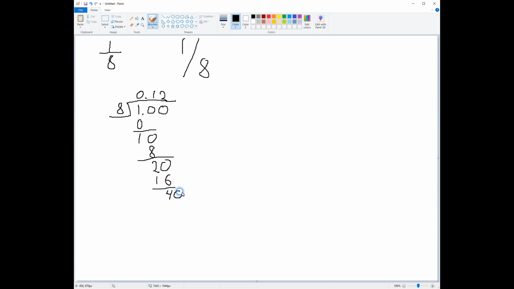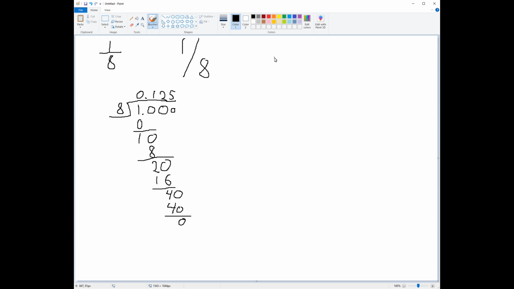And we can then take another 0 down, even though it isn't put there. So now you have 40. How many times can you take 8? The answer is 5. And 5 times 8 is 40, which means we're left with 0. So the fraction here is 0.125.